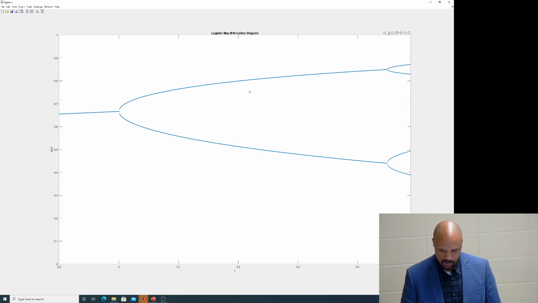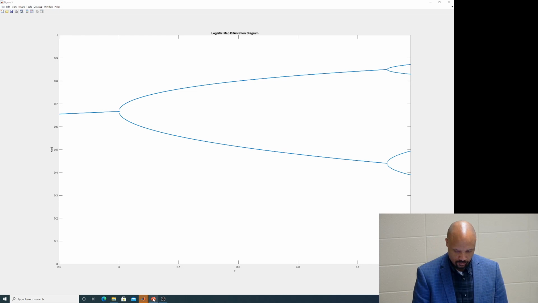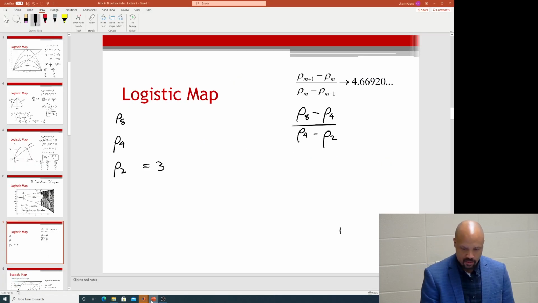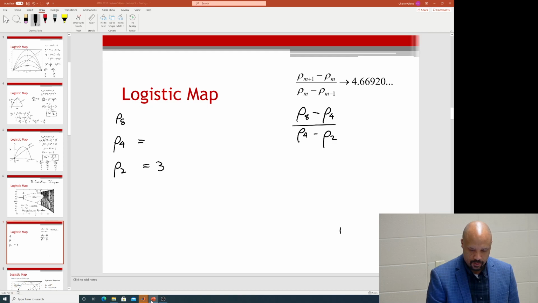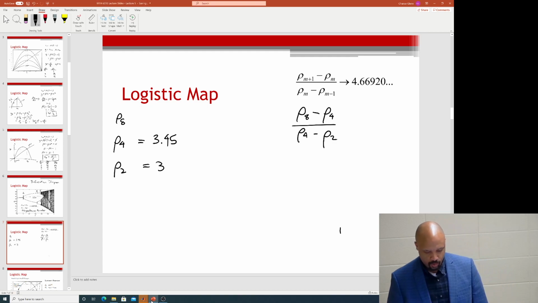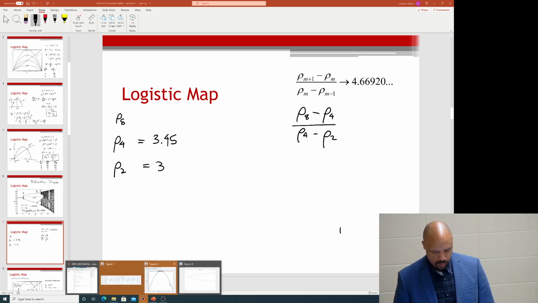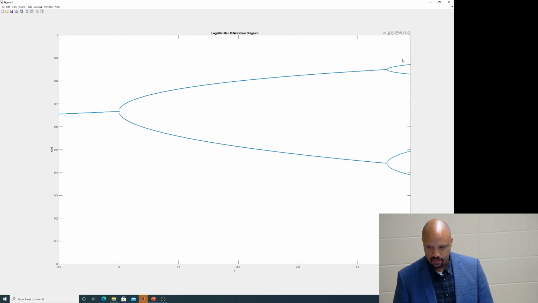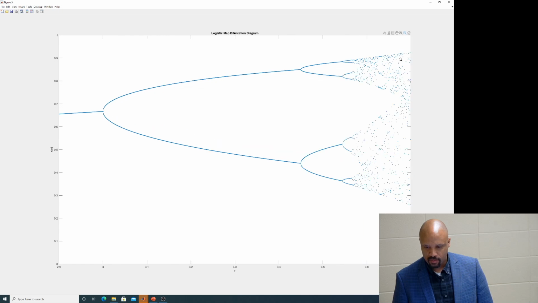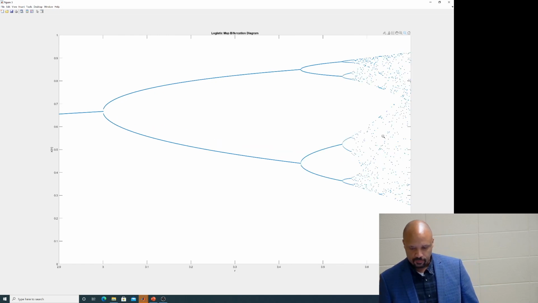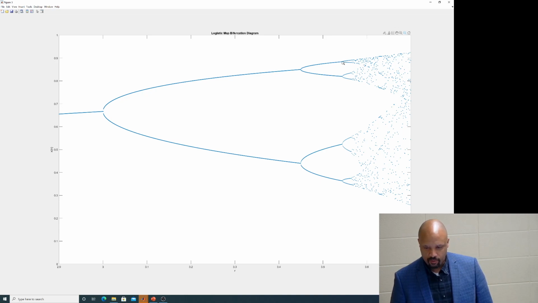What happened to my mouse? Okay. So this is 3.45 where we get our period 4, and I hope my map works. Hope I don't have to calculate it again. Trying to zoom out. There we go. So we're going to try to find this place right here.